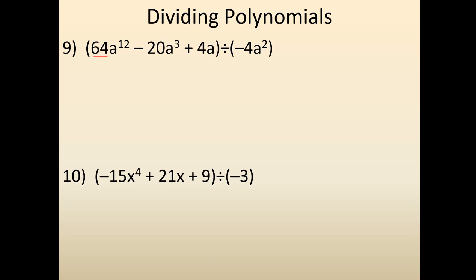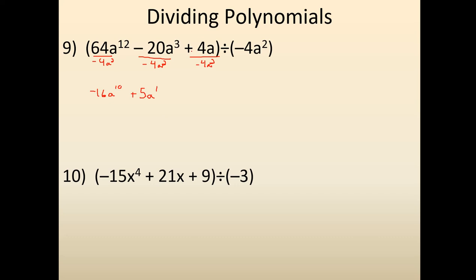Alright, so again, negative 4a squared in each term. So 64 divided by negative 4 is negative 16. 12 minus 2 is 10. Alright, so negative 20 divided by negative 4 is going to get me a positive 5, because a negative divided by a negative is a positive. And then 3 minus 2 is 1.